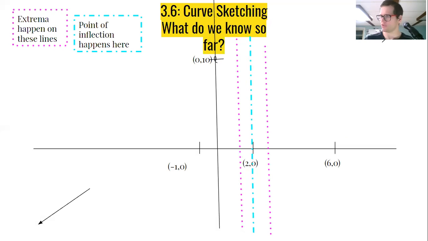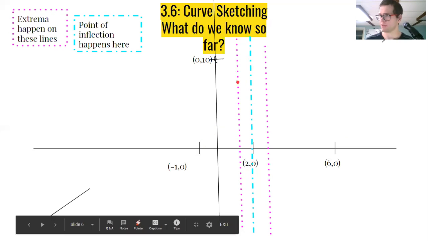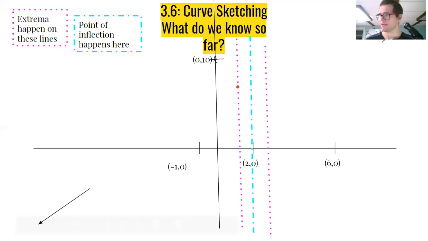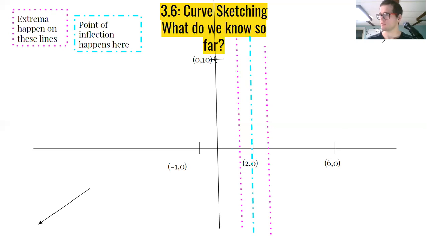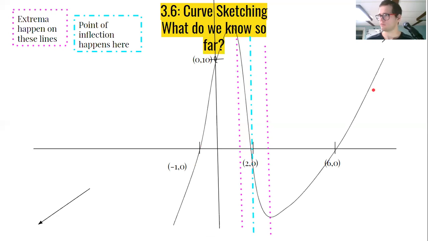Now, we know it's going to increase until it gets to this first pink line. It's got to be above this point, so maybe up here. Then it's going to decrease, hit 0, change concavity, hit a minimum, and then it's going to increase, hit a 0, and just kind of keep going from there. So that is roughly what I thought should happen.